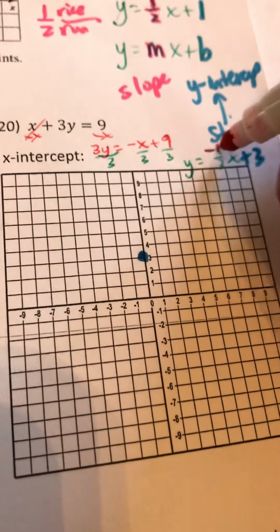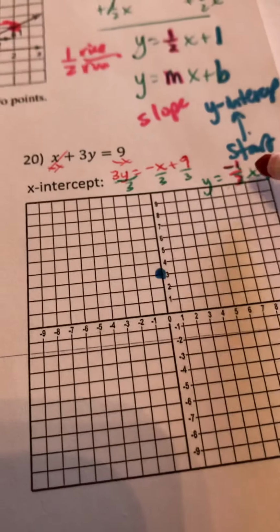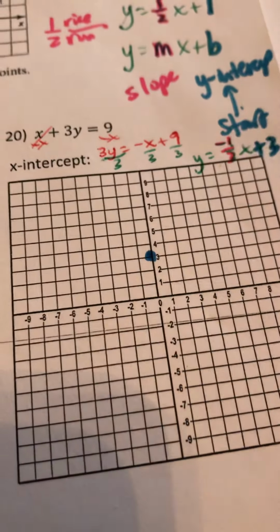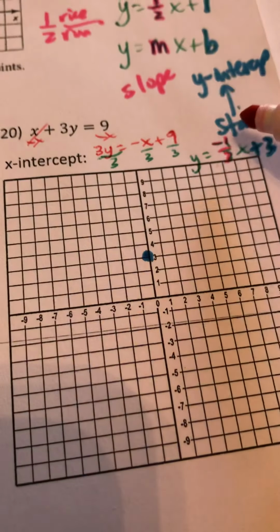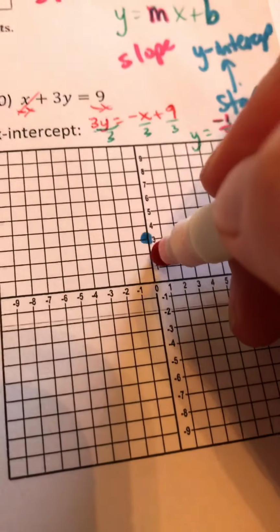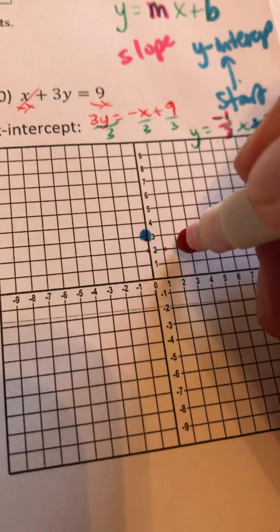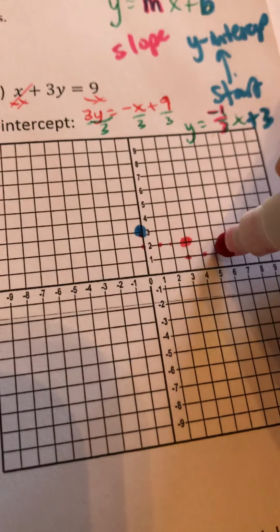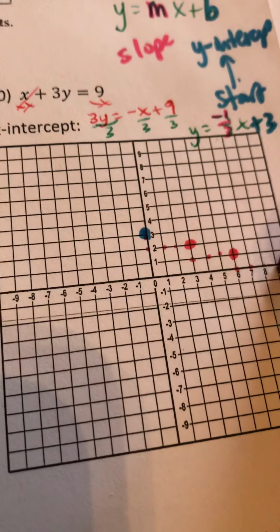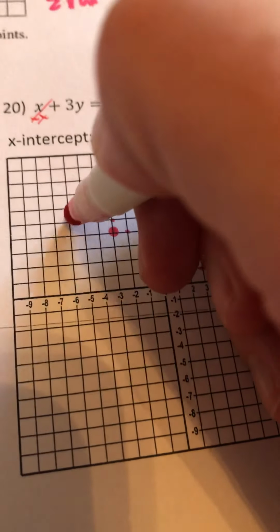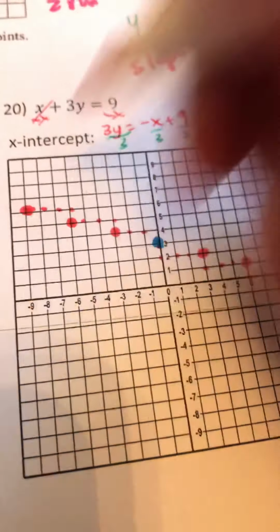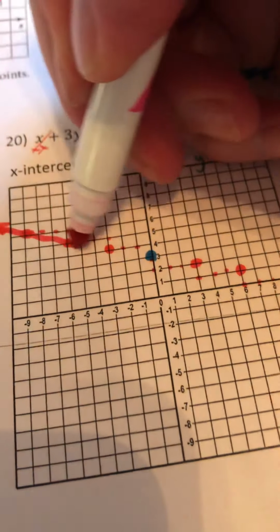My slope is a negative 1/3. Now, we haven't done that yet. What do you think negative rise means? If rise means up, negative has to mean down. So we can go down 1, over 3, down 1, over 3, down 1, over 3. Okay, so I've got my graph.